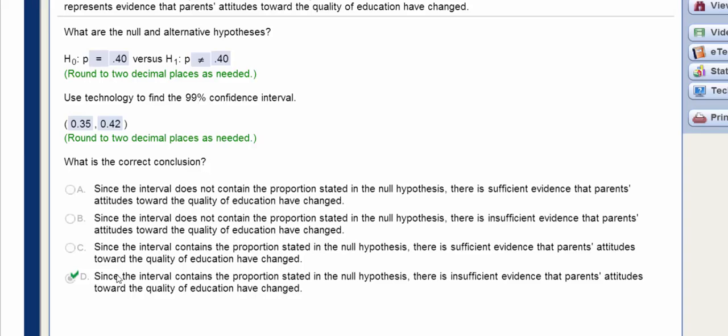Right, so we can say since the interval contains the proportion stated in the null hypothesis, there is not enough evidence to suggest that the parents' attitudes toward quality of education have changed. Right, if our null hypothesis was, say, 50%, that wouldn't be found in the interval, and then we would be able to say the alternative hypothesis is true. Okay.